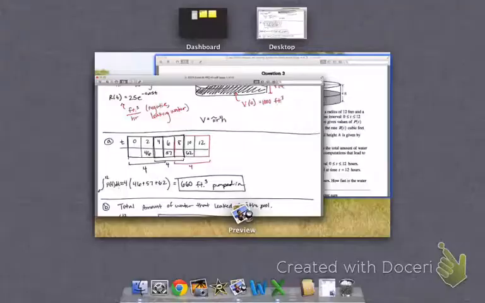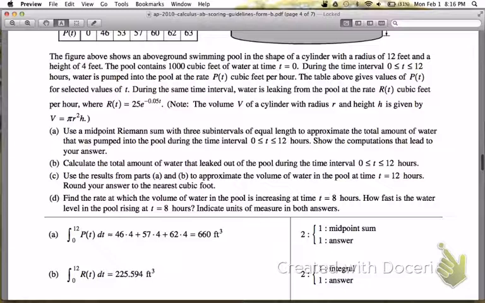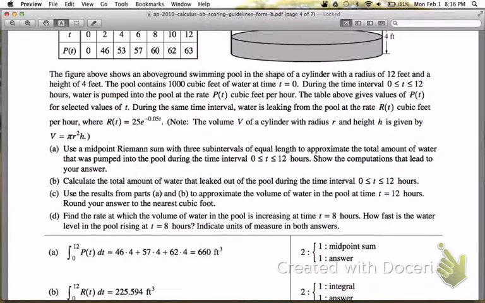And let's see how many points that is worth. That is worth 2 points. So you get 1 point for getting the correct midpoint sum, and you get another point for getting the correct answer. So just writing out the actual equation gets you 1 point, and then getting the correct answer gets you another point. All right, part B.